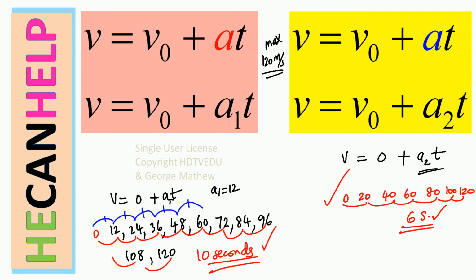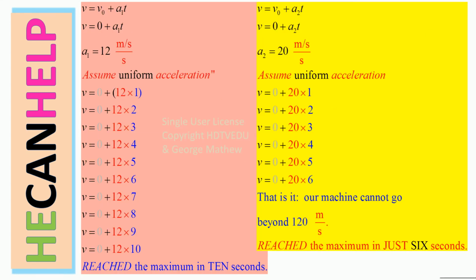Let's see what happens at the end of 5 seconds. At the end of 5 seconds, the first car is at 60 meters per second. At the end of 5 seconds, the second car is already at 100 meters per second. 100 meters per second, 60 meters per second. What travels the most distance? Definitely 100 meters per second. So we choose the one with the bigger acceleration. So that's what I did here.